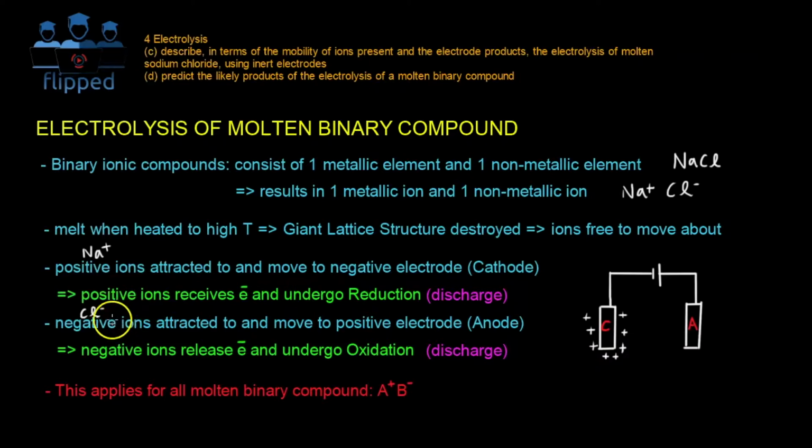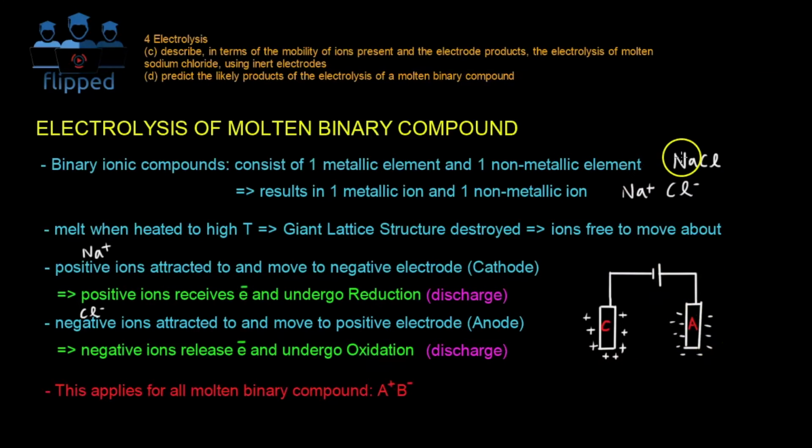Okay, next one is about negative ions, which are Cl- in the case of NaCl. They're attracted to and move to the positive electrode, which is the anode. I denoted it with an A. And at the anode, the negative ions release electrons and undergo oxidation, which is also a form of discharging. So all the Cl- will now come here and surround the anode.